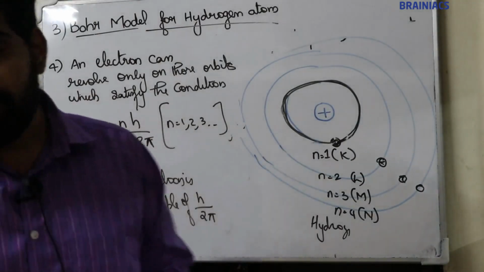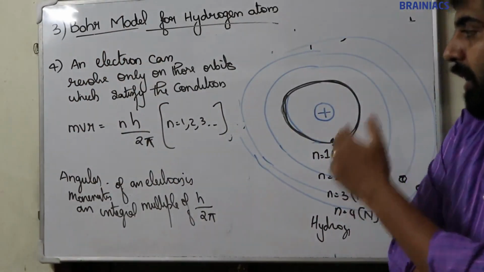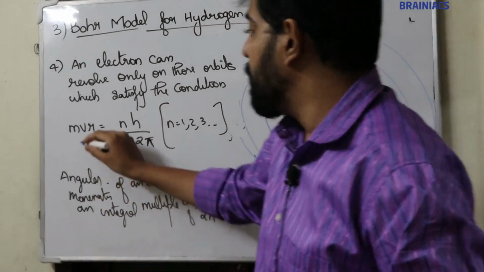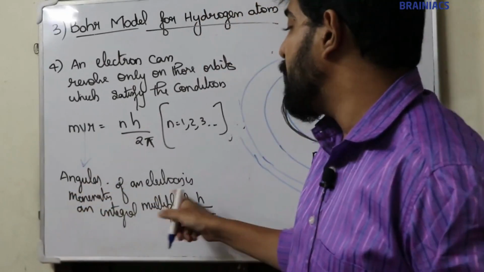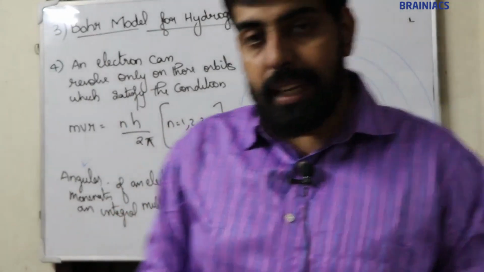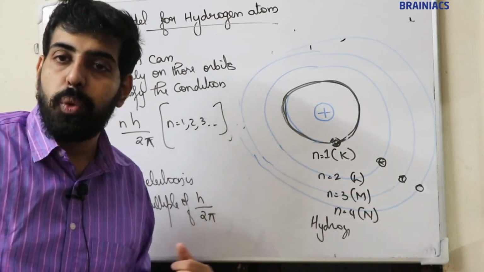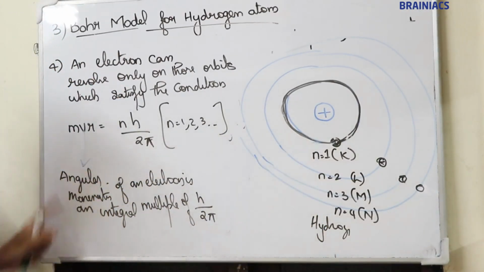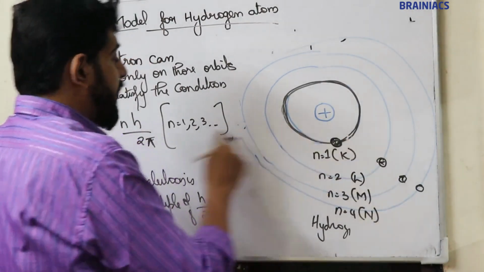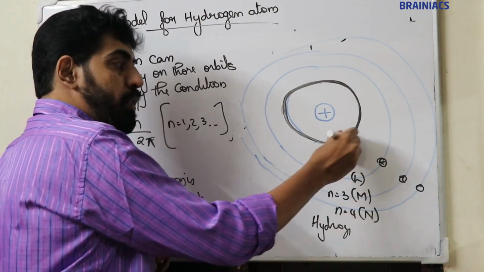Moving on to the fourth postulate. An electron can revolve only on those orbits which satisfy the condition mvr is equal to nh by 2 pi. n can have value 1, 2, 3. mvr means it's angular momentum. Angular momentum of an electron is an integral multiple of h by 2 pi. That means an electron can rotate only on those orbits which satisfy the condition angular momentum is equal to nh by 2 pi, where n can have value 1, 2, 3, etc.